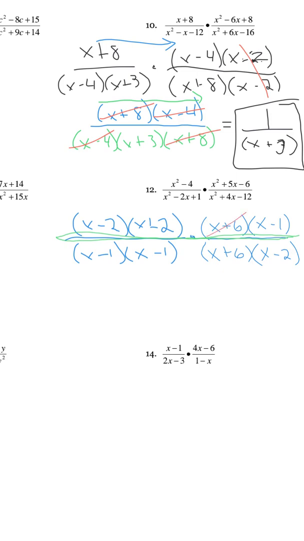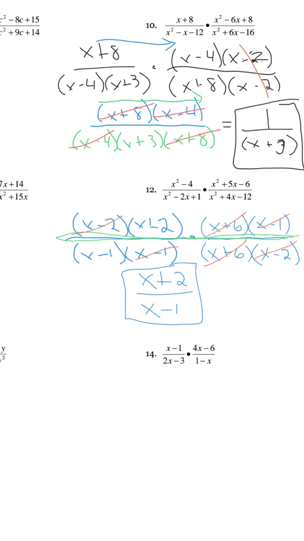For instance, x plus 6, those are good. X minus 1, those are good. And then x minus 2 and x minus 2, those are good to cross out as well. So it's just a step saver. Instead of having to rewrite everything into one total fraction, you can just factor it and then cross everything out. So our final answer this time is x plus 2 over x minus 1.